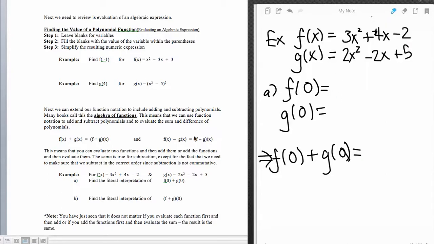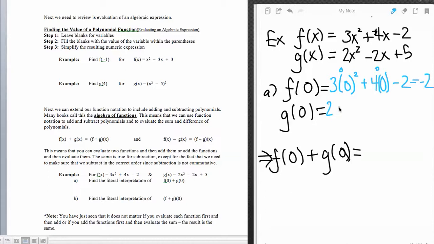So in this first part, I'm going to take it quite as a literal interpretation, f of 0 plus g of 0. So I'm going to find f of 0 first, which means find the value of this polynomial function. So 3 times 0 squared plus 4 times 0, and then minus 2. And that is going to be 0 times 3, which is 0, and 4 times 0, which is 0, and then plus a negative 2, which is going to give me a negative 2.